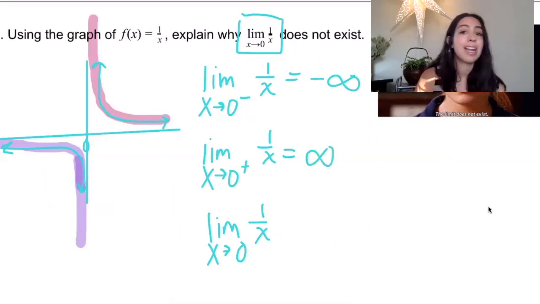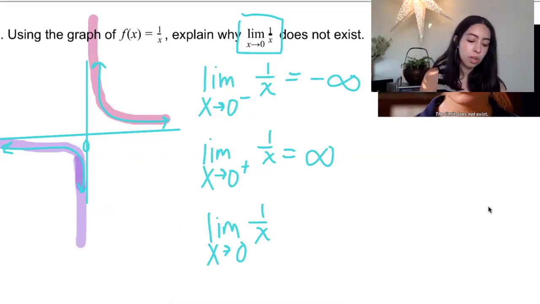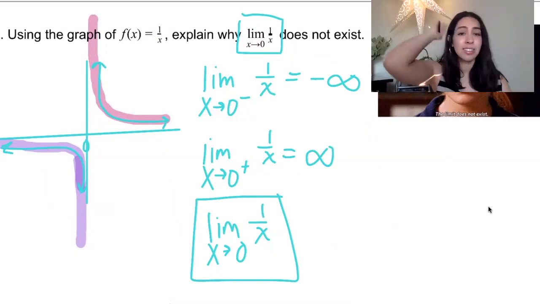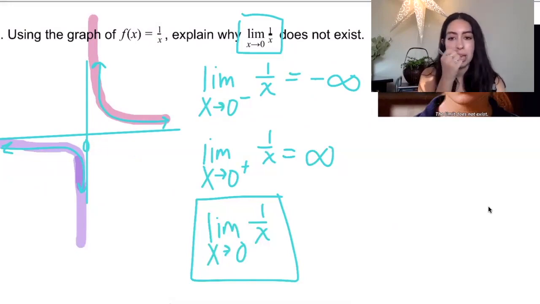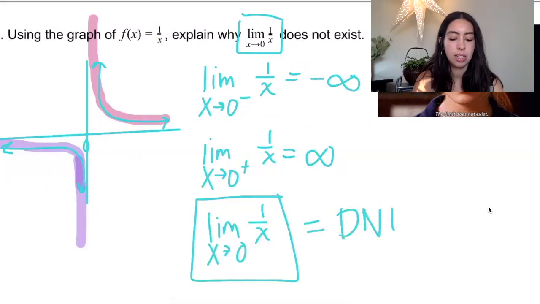So if my left side is headed towards negative infinity, my right side is headed towards positive infinity, what is going on with this total limit? What is the limit as x goes to 0? Well, there is no limit. The limit does not exist because they're going crazy. They're going off in different directions. So there's no limit happening when x is equal to 0. So what we say, instead of writing out the limit does not exist every single time, we say DNE, does not exist.